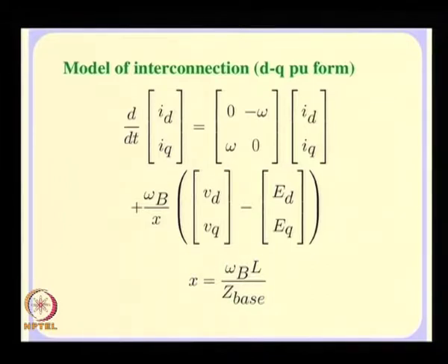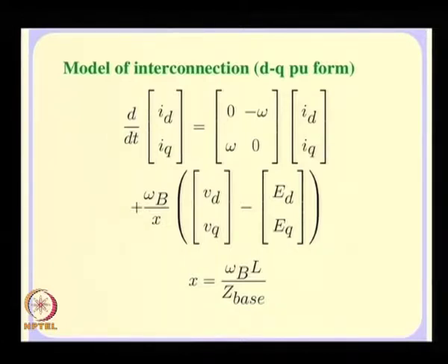It is also in per unit. Okay. So, what you see as x here is omega b L by z base. Okay. So, the best thing would of course be to use a common base, which is the base of the synchronous machine itself. So, the impedance base of the synchronous machine is used. We have defined the bases some time ago in our course.